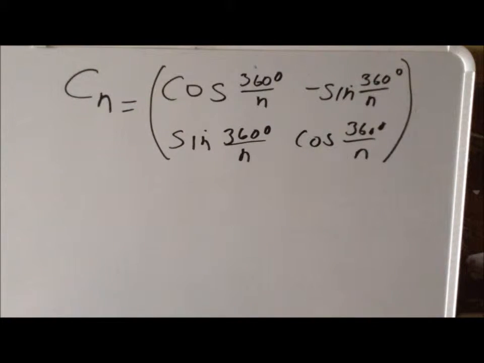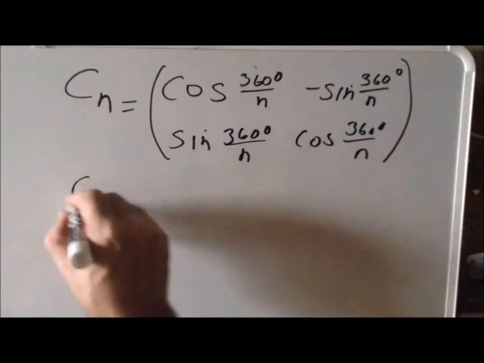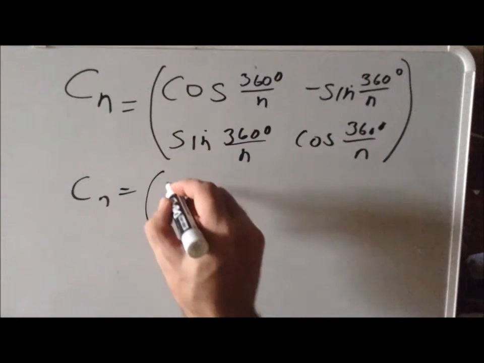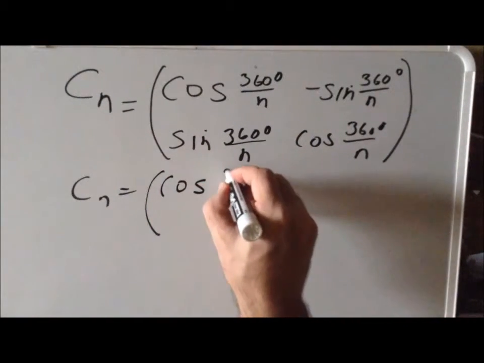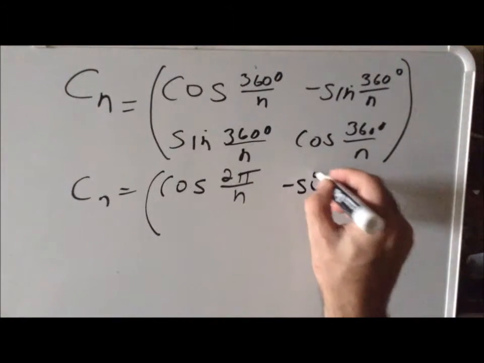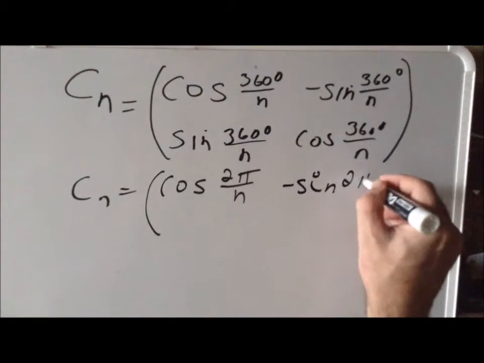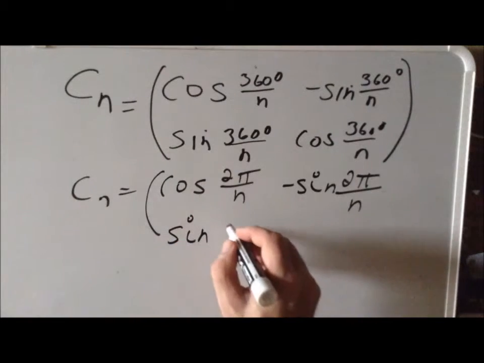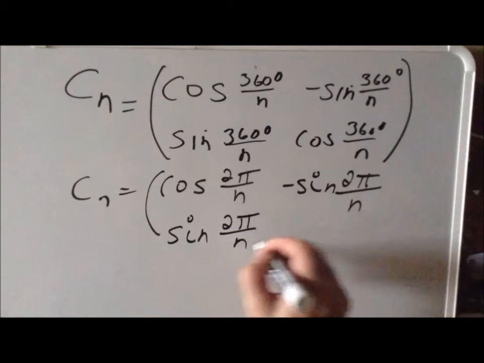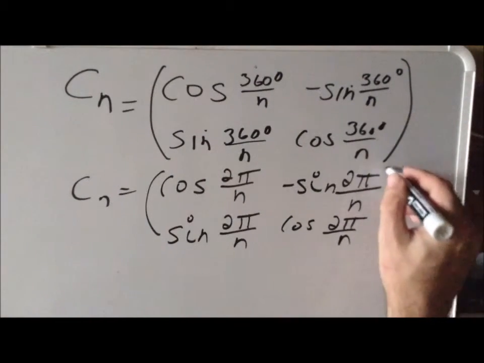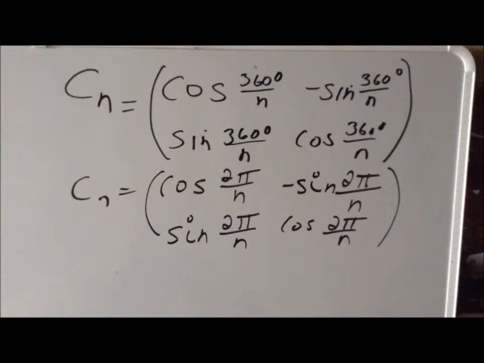Now if we write it more as a mathematician would write it, you can write it in terms of radian measure, in which case it looks a little more condensed. So we have cosine of 2 pi over n. We have minus the sine of 2 pi over n. Down here we have the positive sine of 2 pi over n, and then down here cosine of 2 pi over n. So this is how we can represent a proper rotation using a matrix.